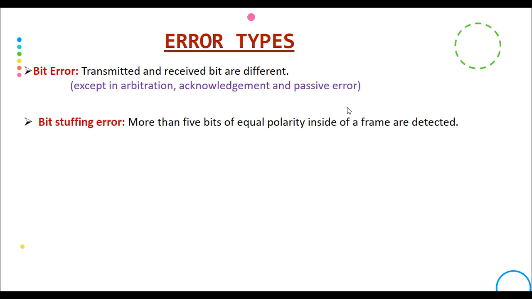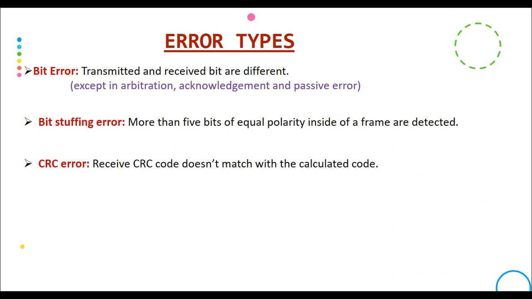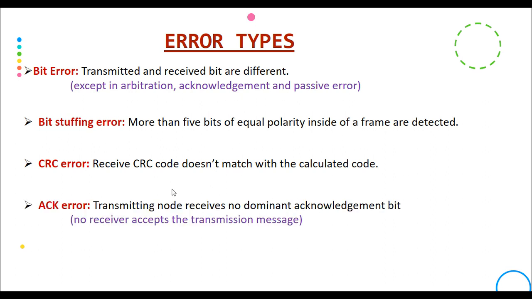Bit stuffing error basically occurs when more than 5 bits of equal polarity inside a frame are detected, either dominant or recessive. CRC error occurs when the received CRC code doesn't match the calculated code. Say a transmitter sends a frame with a particular CRC. After reception, when the receiver calculates it, it will be different. In such a case, a CRC error will occur.